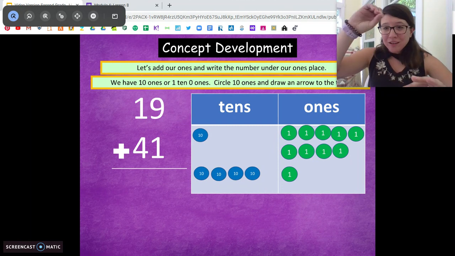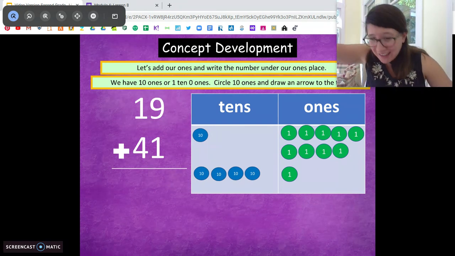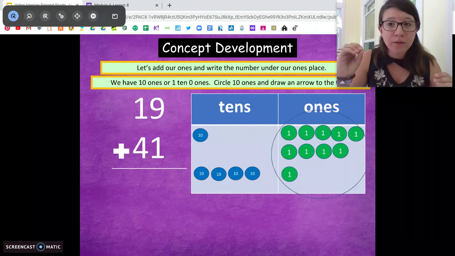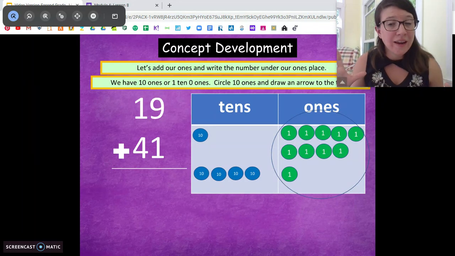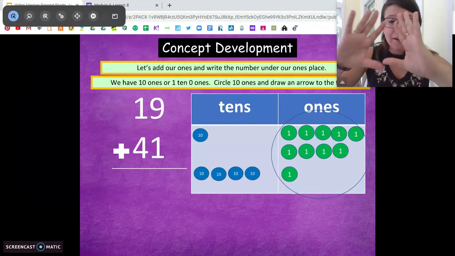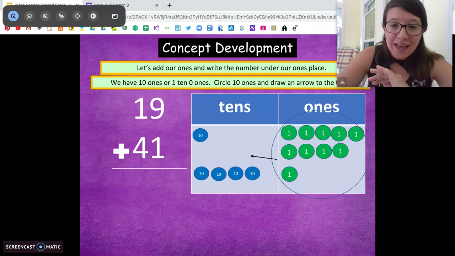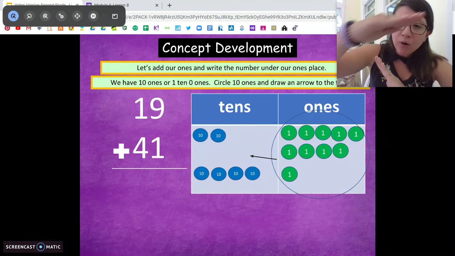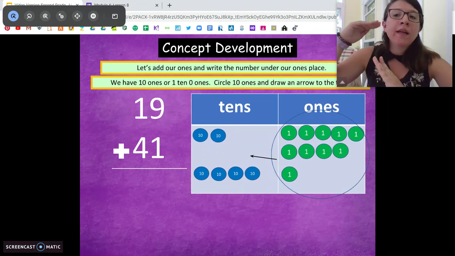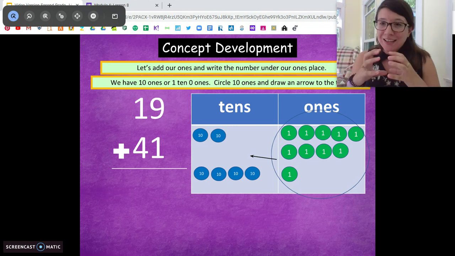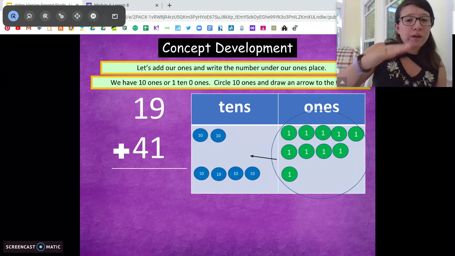We're going to circle them, right? We're going to move them over. We're going to get rid of them. I'm going to circle them so I know there's 10 ones there, and I know there's not any left over. So I have 10 ones, and I'm going to add a 10 over here. The arrow is a good way to show that we're moving them over, that we still have that same value. We're just moving them over.